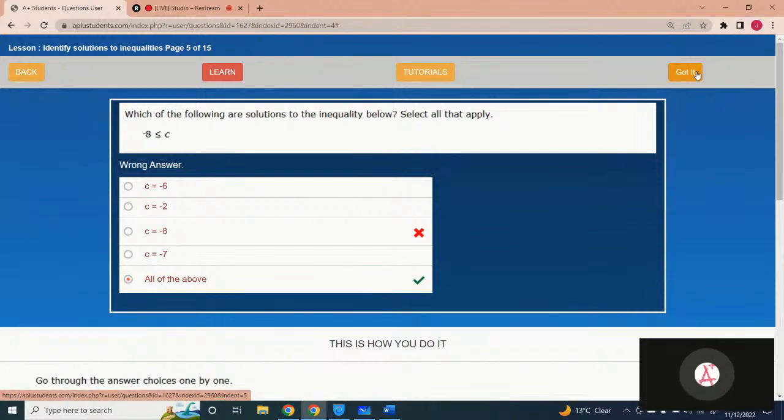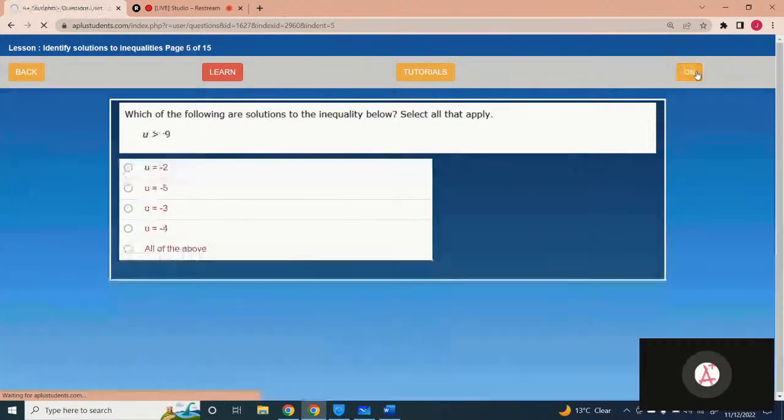Oh wait, negative 8 is less than or equal to the others too. Yes, sorry. It will be negative 6, negative 2, negative 8, and negative 7. All the numbers are greater than or equal to negative 8. So the solution is all of the above. Got it? So let's move on to the next one.